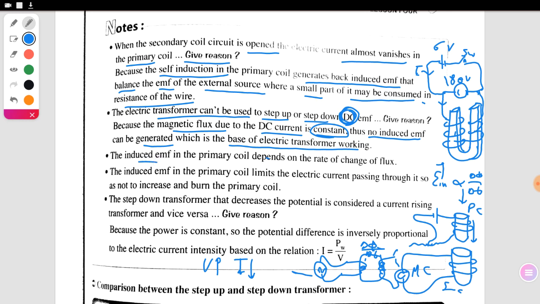The induced EMF in the primary coil depends on the rate of change of magnetic flux, delta phi m over delta t.